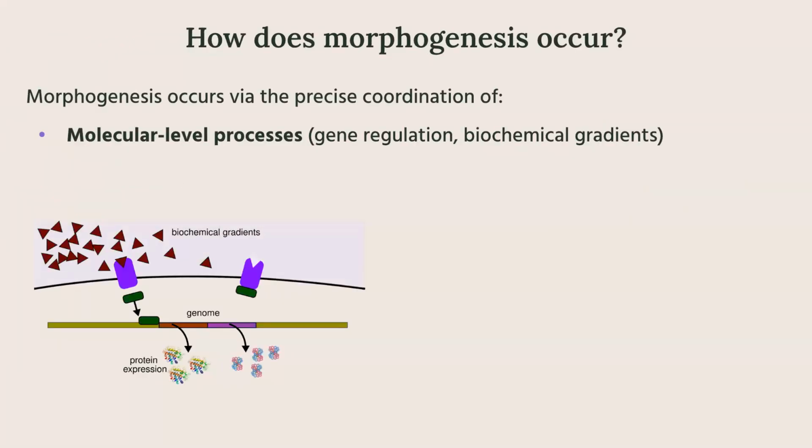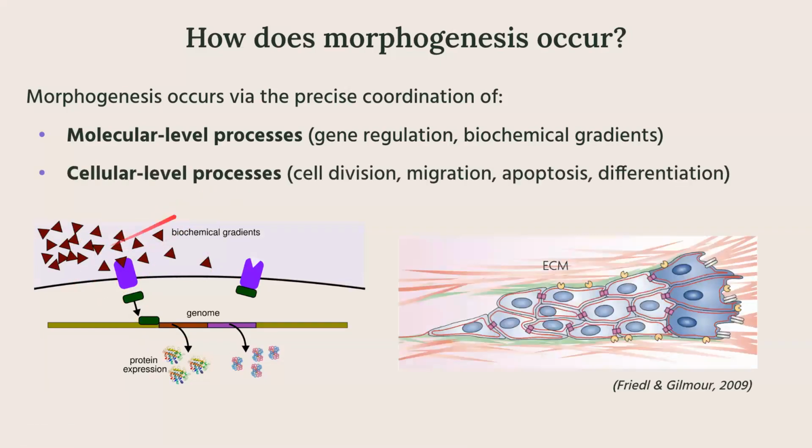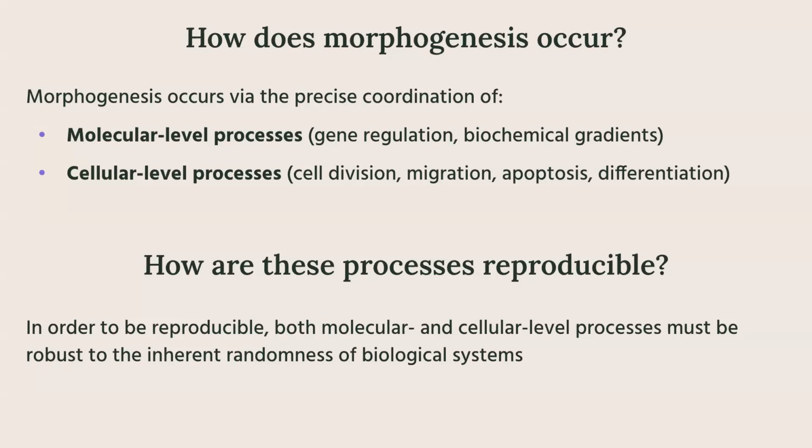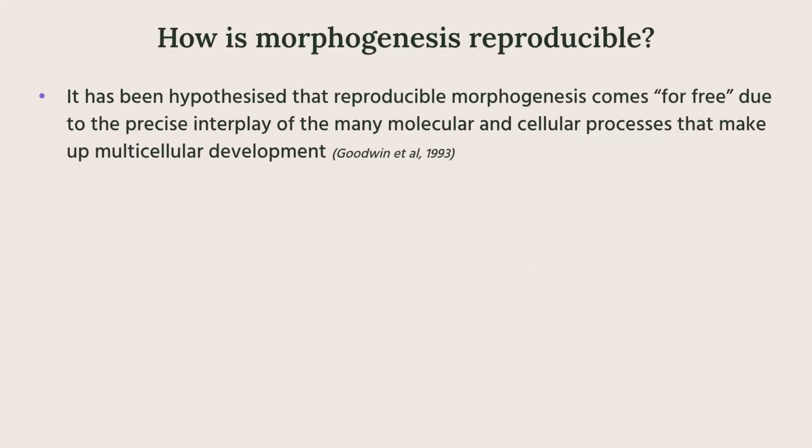So before we talk about reproducibility of morphogenesis in more detail, I just want to speak about how morphogenesis occurs. At a very broad level, morphogenesis involves the precise coordination of molecular level processes like gene regulation and biochemical gradients in combination with cellular level processes like cell division, migration, apoptosis, and differentiation. And so what we really want to know is how these processes give rise to reproducibility. In order for these processes to be reproducible, they have to be robust to the inherent randomness and noise that occurs in biological systems.